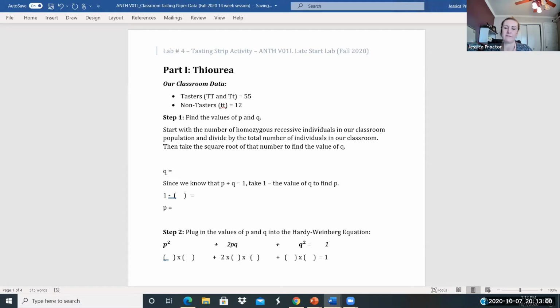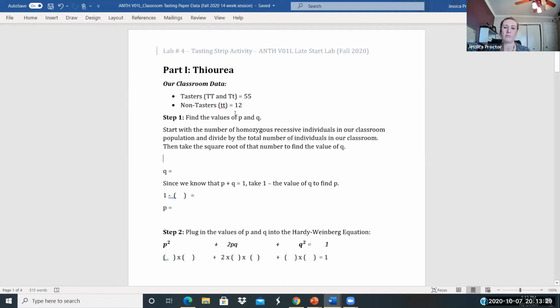So for tasters, we have 55. For non-tasters, we have 12. All right, so step 1 is to find the values of P and Q. The way we're going to do that is start with the number of homozygous recessive individuals in our classroom, and then divide by the total number of individuals in our classroom. So we're essentially pretending that our classroom population is a breeding population. So we have a hypothetical classroom population.